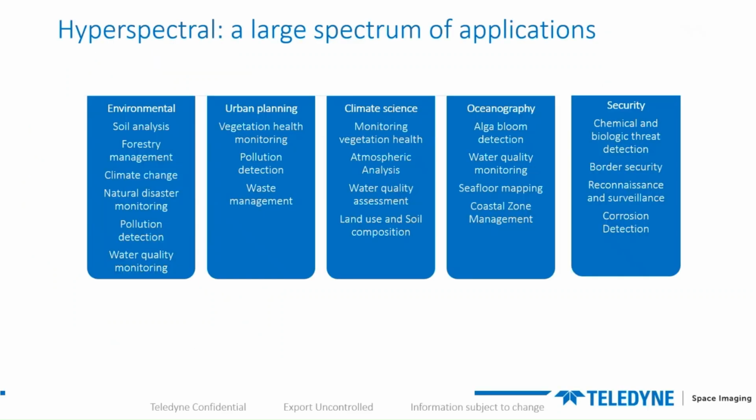Hyperspectral covers a large range of applications: environmental, urban planning, climate science, oceanography, security, helping to monitor climate change, forestry management, disaster, but also pollution, atmospheric analysis, water quality, or again, chemical and biological threat, for instance.